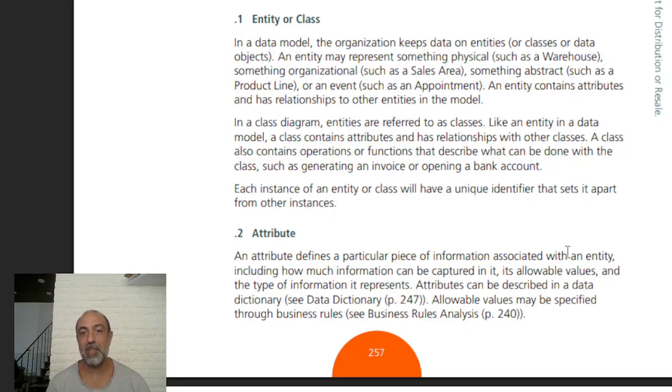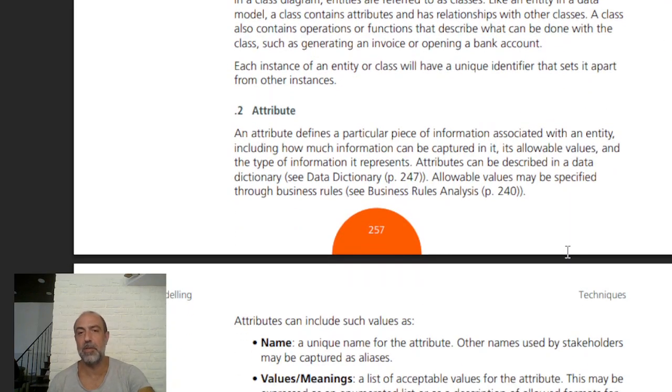In a class diagram, entities are referred to as classes, like an entity in a data model. A class contains attributes and has relationships with other classes. A class also contains operations or functions that describe what can be done in the class, such as generating an invoice or opening a bank account. Each instance of an entity or class will have a unique identifier that sets it apart from other instances.